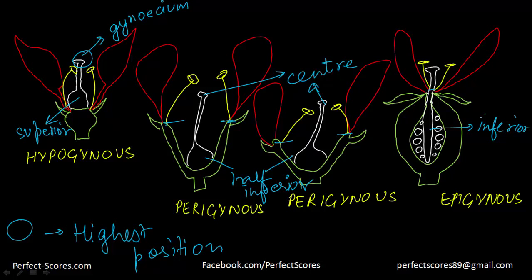So that is how you can have different kinds of flowers based on the relative positions of the four whorls that we've just done: the calyx, the corolla, and finally the androecium and the gynoecium. The next thing that is important and that we need to do is parts of a flower. So we already know there are four parts, so we are going to discuss each one of them in detail.